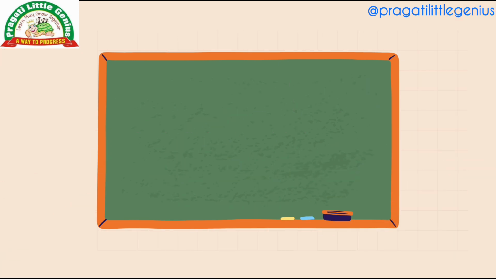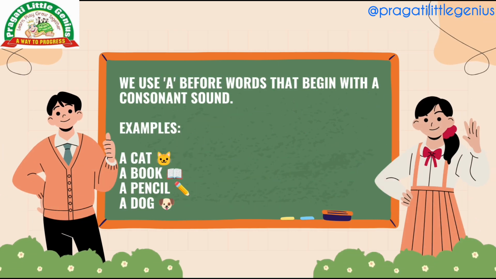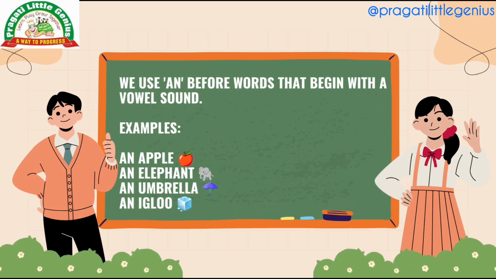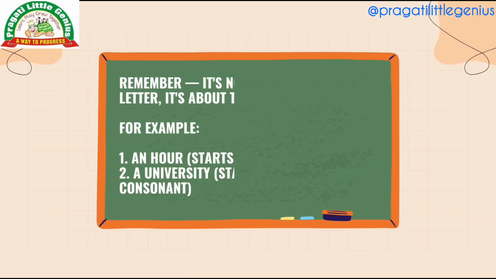We use a before words that begin with a consonant sound. Examples: a cat, a book, a pencil, a dog. We use an before words that begin with a vowel sound. Examples: an apple, an elephant, an umbrella, an igloo.